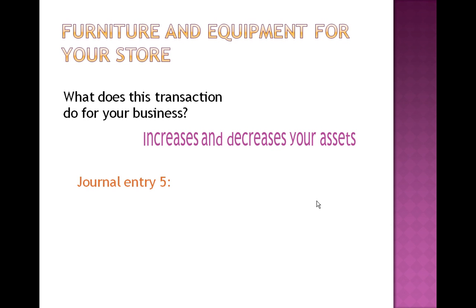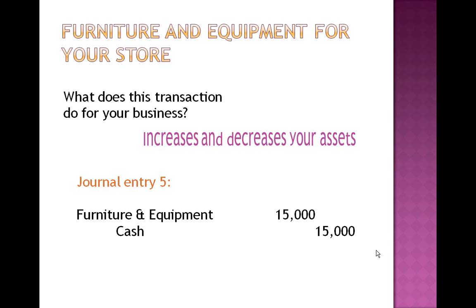So journal entry 5, we show the increase in furniture and equipment by debiting that account, and we show the decrease in cash by crediting that account.